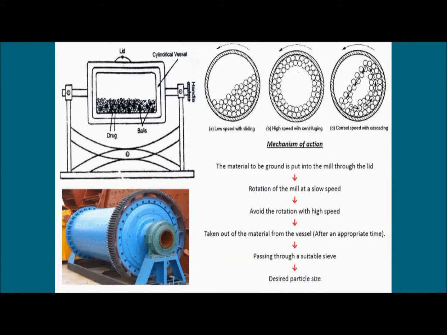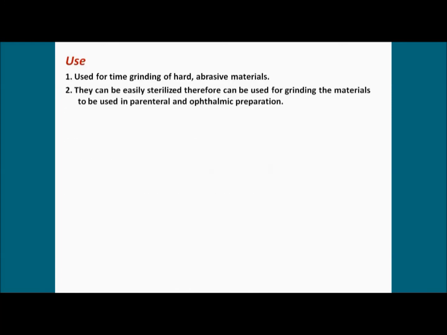Once we sieve it, we will get the fine particles, and the remaining undivided particles will remain in the sieve, and thus we get the desired particle size. Now, use. It is used for grinding hard abrasive material, this ball mill, right?